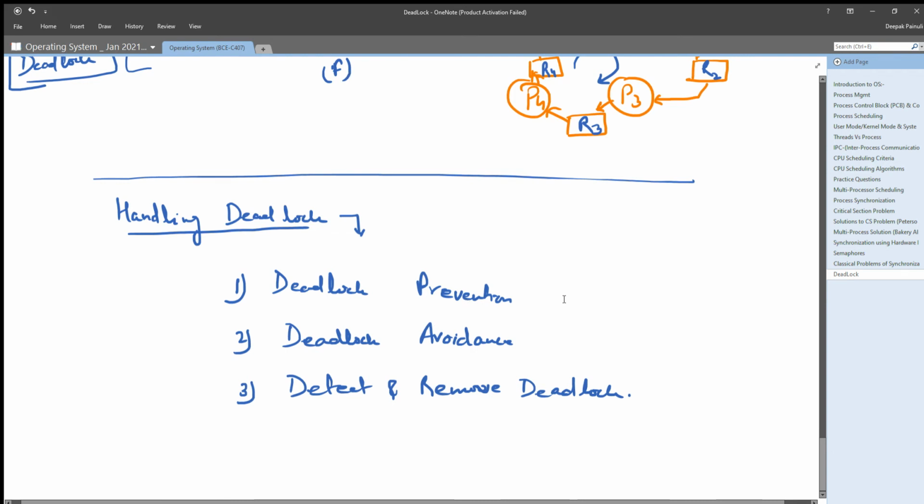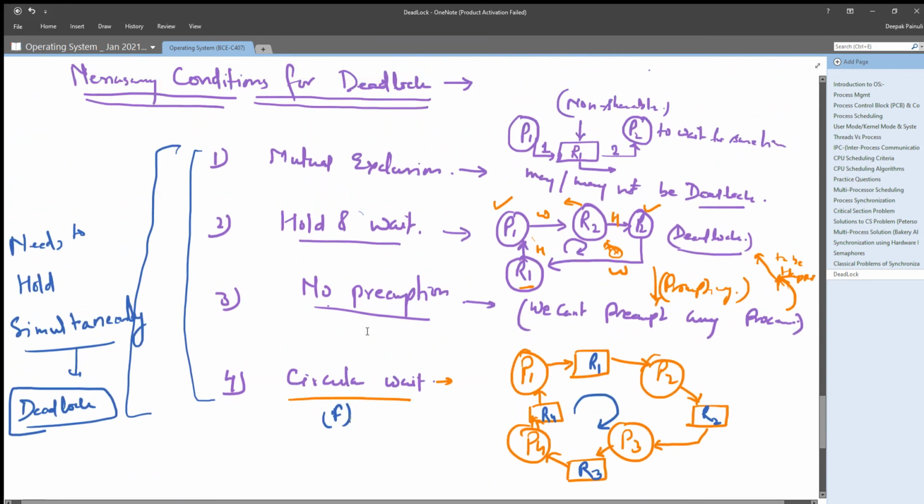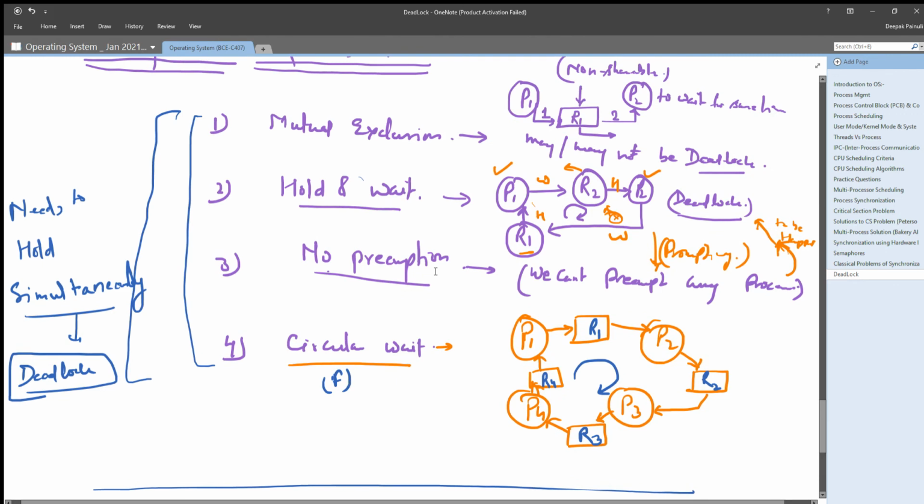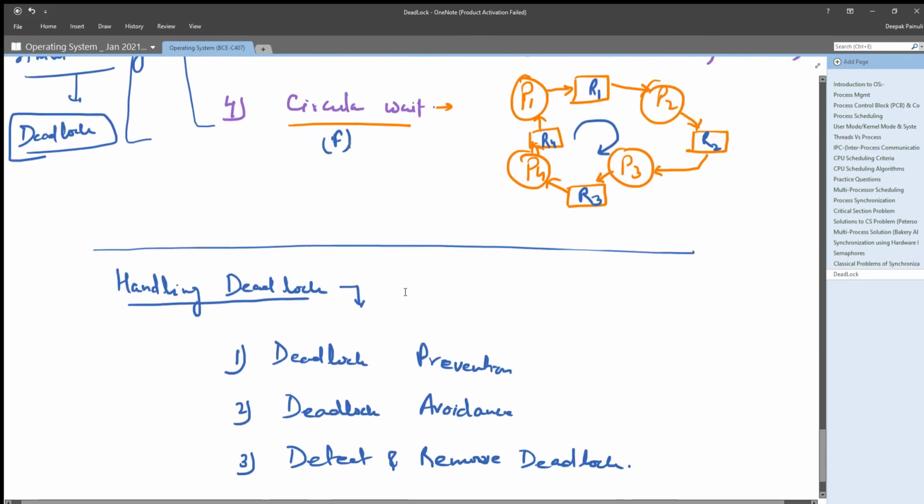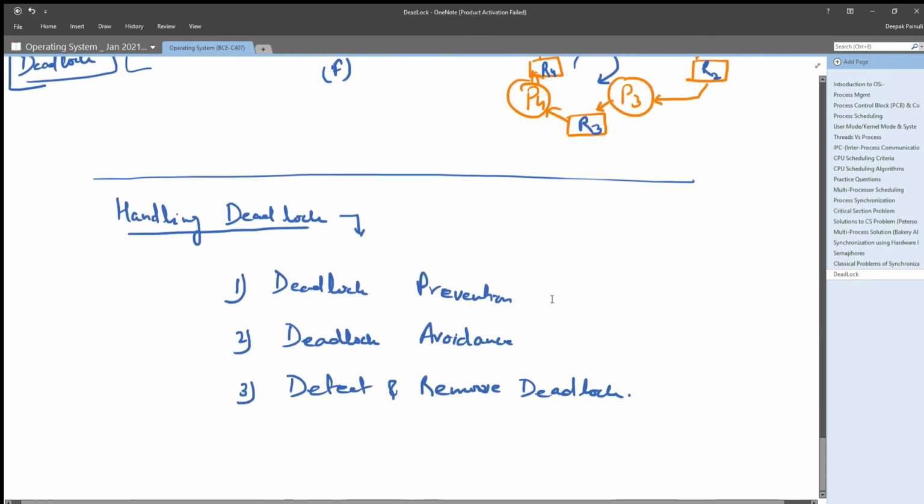So in the prevention technique we will try to make any one of these necessary conditions false, so that all four could not happen at the same time. And if these four do not appear at the same time, then deadlock could not happen, right? These types of techniques are called deadlock prevention techniques, right?